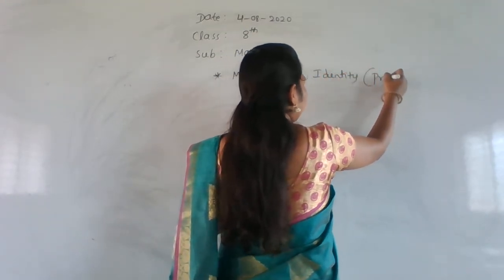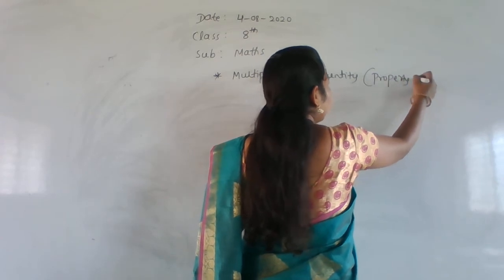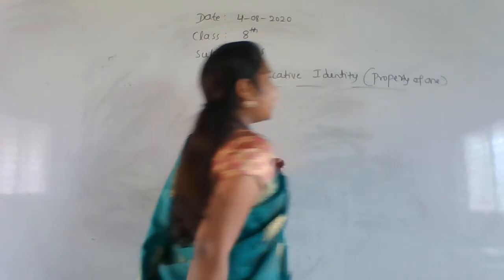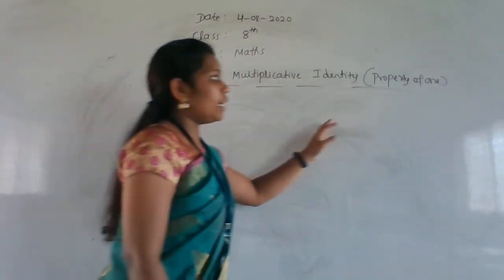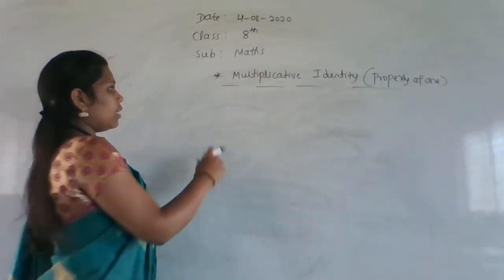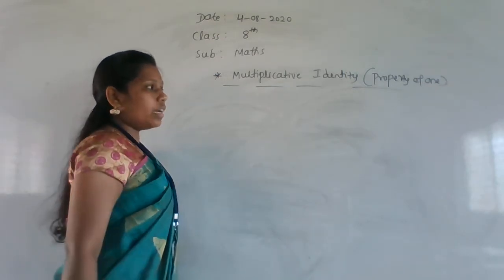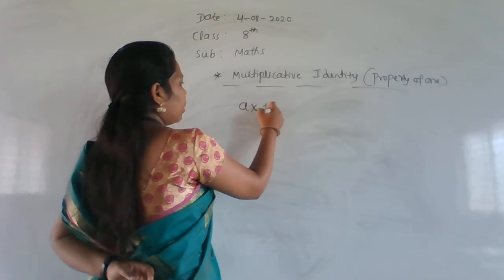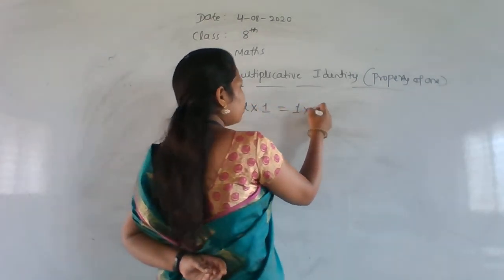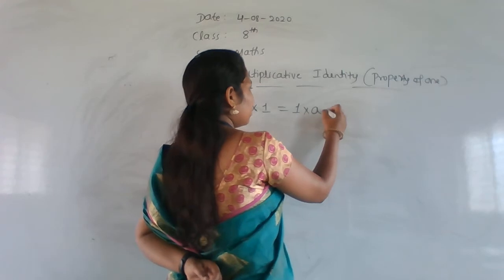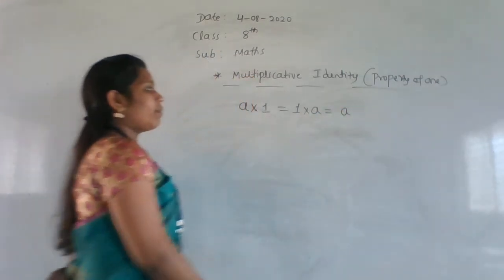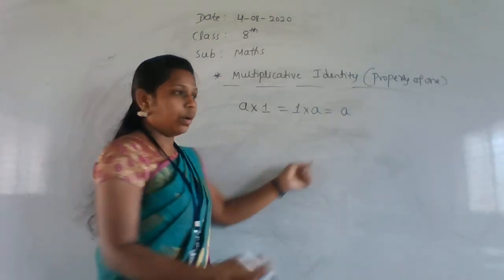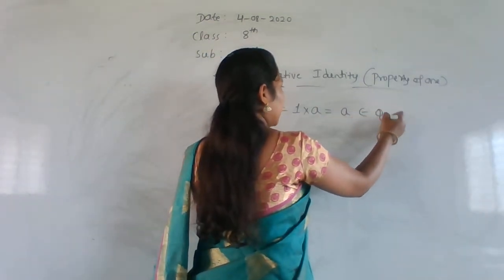Multiplicative identity, that is nothing but a property of 1. Okay, we study what is the general formula. It says here: A into 1 is equal to 1 into A. So it is nothing but A only. A into 1 or 1 into A will give A only, and A belongs to the rational numbers.